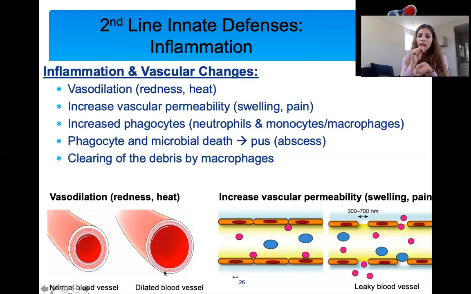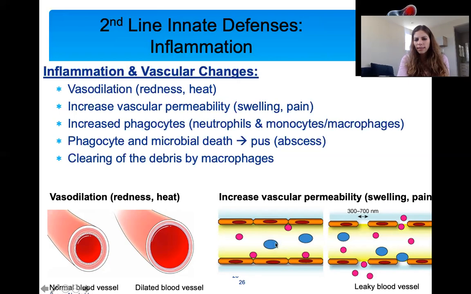So you cut yourself, a microbe got in, your blood vessels will dilate so that fluid can get in, fluid that has white blood cells. Some white blood cells are phagocytes. They'll go on and they'll go to phagocytose or eat the microbe. And then the pus is basically all the white blood cells that have killed the microbe, and then you get clearing of debris. Remember, macrophages are a type of white blood cells.